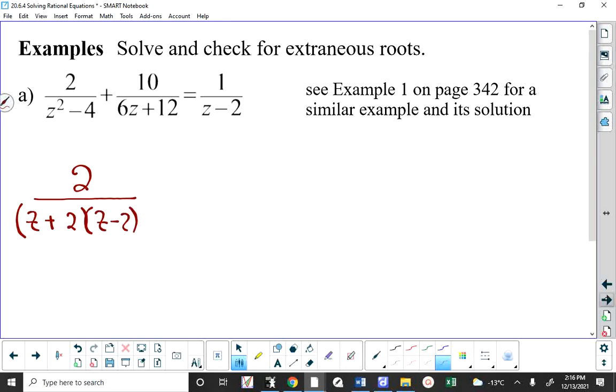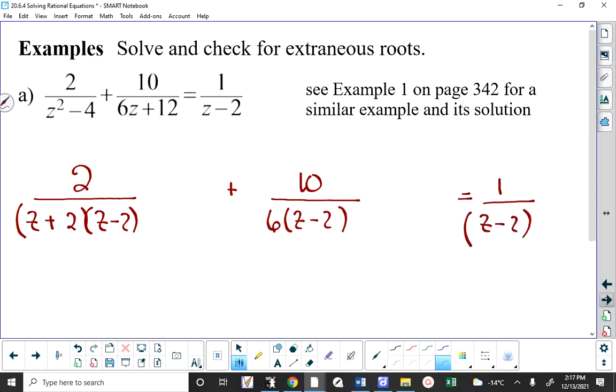And when we factor this and rewrite it, you are going to want to leave room between each rational expression in the equation. And you're not going to leave room for the same reason we left room on Friday. It's for a different reason. So I'm going to leave a bit of room here. And then we're adding 10 over 6 times Z minus 2. And this is equal to 1 over Z minus 2. So everything is factored.